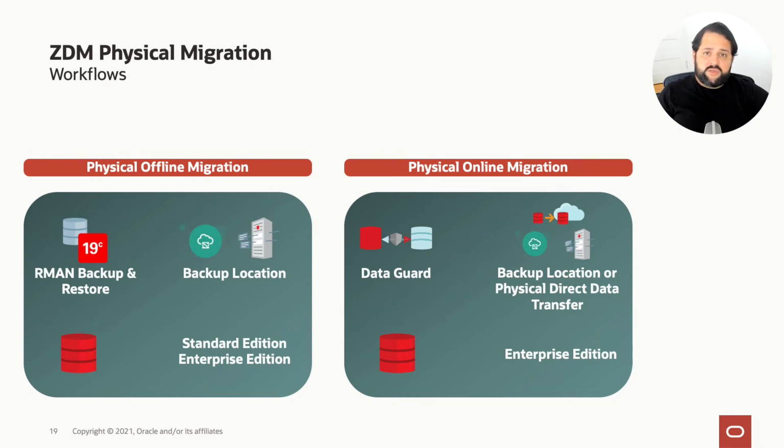But also enterprise editions can be supported with that, right? And then we have the physical online migration, which basically uses, again, the same methodology of transferring RMAN backups to a backup location or doing a physical direct data transfer. But then we instantiate a standby on the target. We sync them up, so primary and target standby database in the cloud. And once synchronization is over and we're ready, ZDM will take care of the switchover and the role swap. So you end up with a primary database on the cloud.